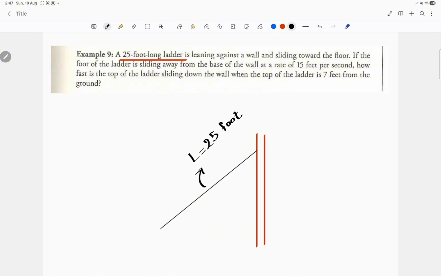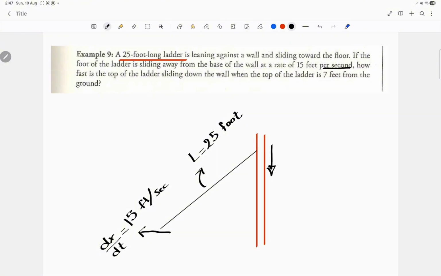If the foot of the ladder is sliding away from the base, so dx, I'll call the foot dx, sliding at the rate. You cannot say x, you must say dx over dt. Why do I say over dt? Because they say per second, which is a time unit. So dx over dt is going to be 15 foot per second. How fast is the top of the ladder sliding down?